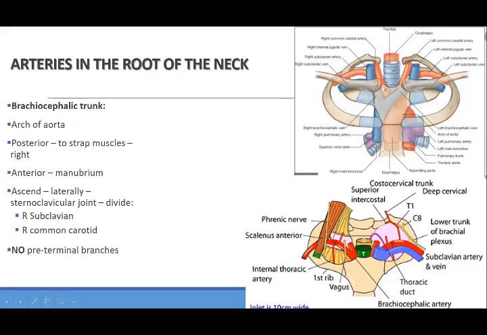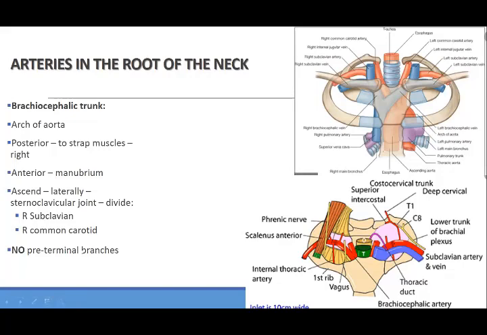Okay. Now, please note that as it ascends, it goes superiorly and it also moves laterally. Okay. And posterior to the sternoclavicular joint, the brachiocephalic trunk divides into two terminal branches, namely the right common carotid medially, and the lateral artery here, that is the right subclavian. Before its division into the right common carotid and the right subclavian, the brachiocephalic trunk does not give any named branches. Okay? So there are no pre-terminal branches.